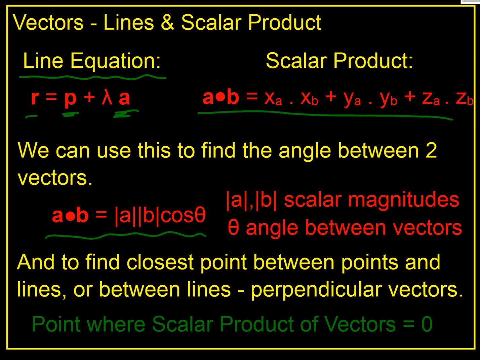And in the most extreme circumstances you see occasionally, we can find the closest point between a line and a point, because the vector would have to be perpendicular to the line, and therefore the dot product would have to be 0. But that's the most complicated case. So hope that's of use.